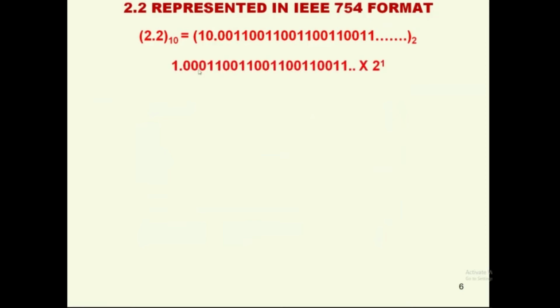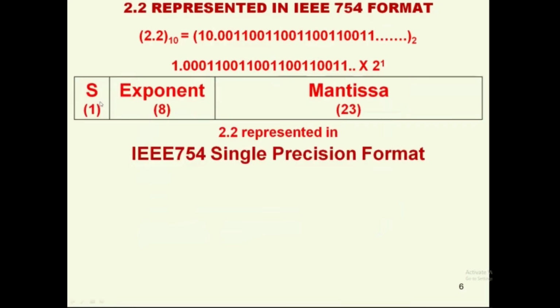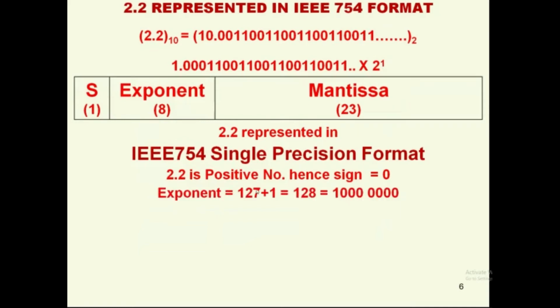as shown, 1.000110011 into 2 power 1. There is a bias of 127. The sign bit, 2.2 is a positive number, so sign bit will become 0, and the bias of 127 and this 2 power 1, so 127 plus 1 will become 128, which is an exponent. So there is a bias of 127 plus this 2 power 1, so there is one decimal point the float is shifted towards left. So we have represented it 2 power 1, so that 1 has to be added with the bias of 127. So 127 plus 1 is 128, which is an exponent, which is 10000000, which needs to be represented here.